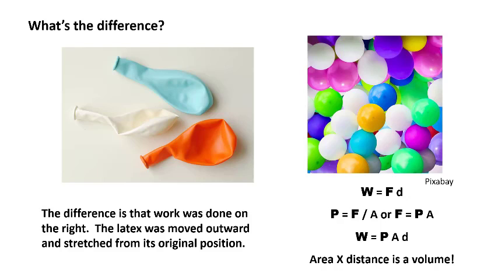Let's recall that the equation for work that we're using is a force through a distance, that is F times d. Well, if pressure is force over area, we can rearrange that so that a force is pressure times area. Popping that into the work equals F times d equation, you get work is equal to pressure times area times d, or distance. And area times distance is a volume. So a way to think about work is pressure times volume.